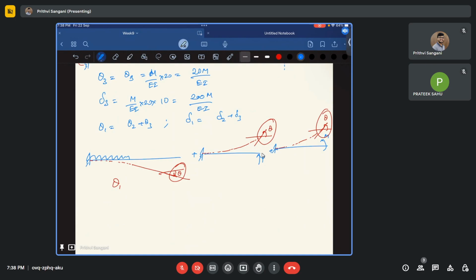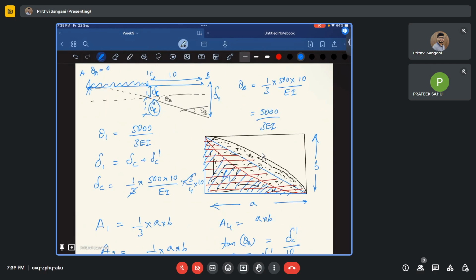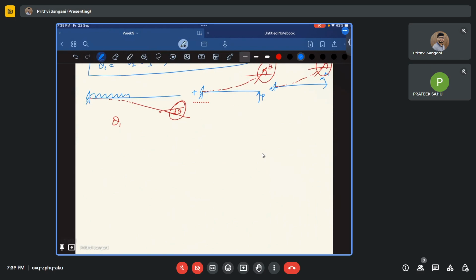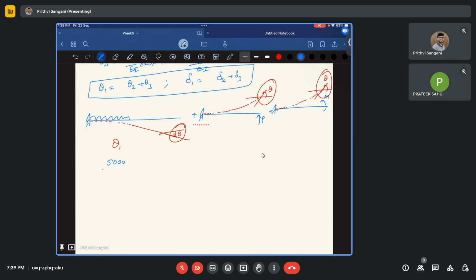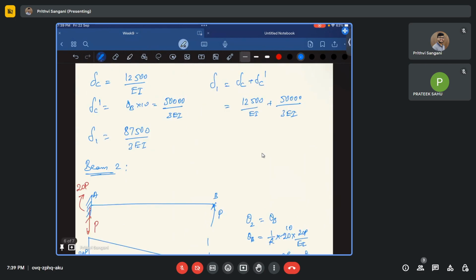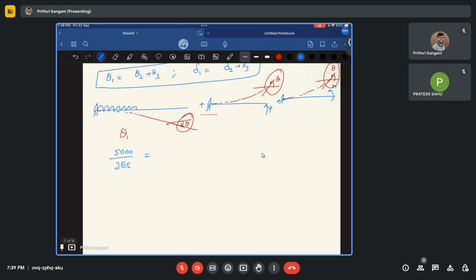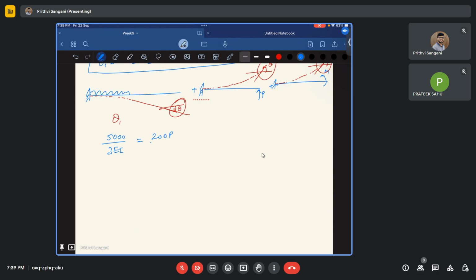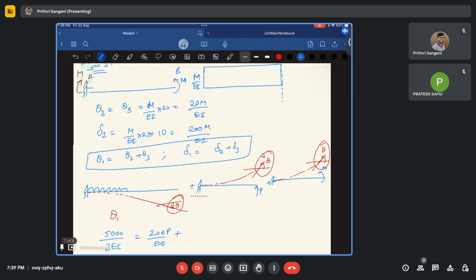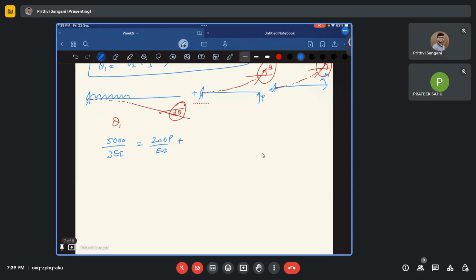Now we already have delta 1, delta 2, delta 3, theta 1, theta 2, theta 3. Let me just plug them into this equation. Theta 1 is 5000 by 3 EI. So 5000 by 3 EI is equal to theta 2, which is 200 P by EI, plus theta 3, which is 20 M by EI. This is equation 1.